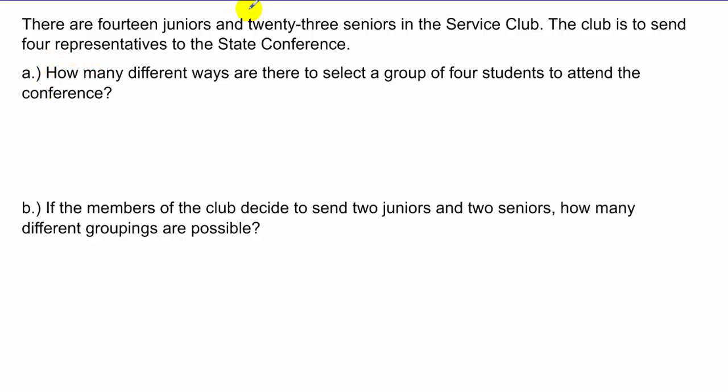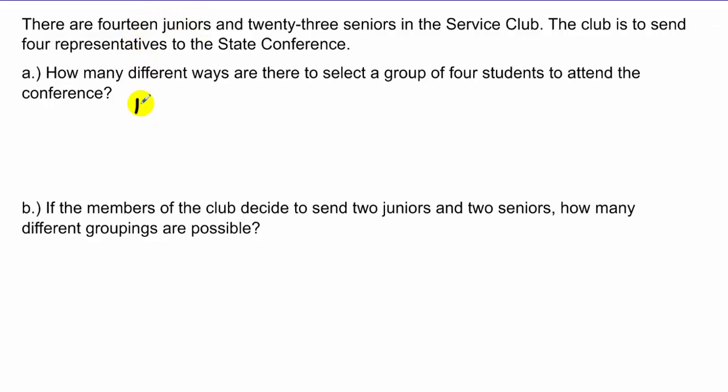So let's read this. There's 14 juniors, 23 seniors, and a service club. The club is to send 4 representatives to the state conference. If we were to just pick a group of 4, not a problem. We add all these up, 14 and 23, choose 4, be done. But it asks, how many different ways are there to select groups of 4 to attend? Well, that's what I'm talking about. So we add these up.